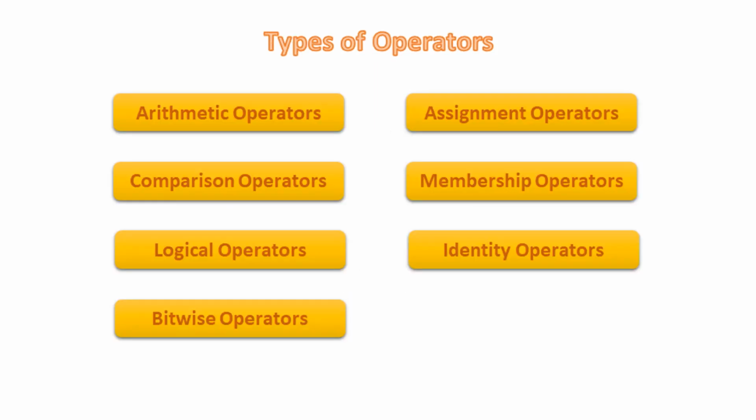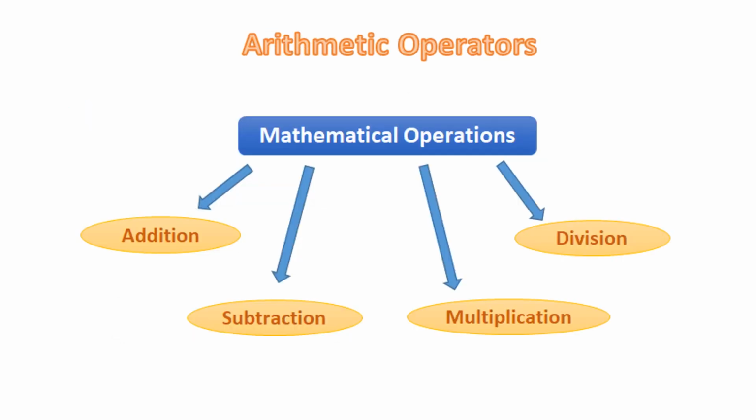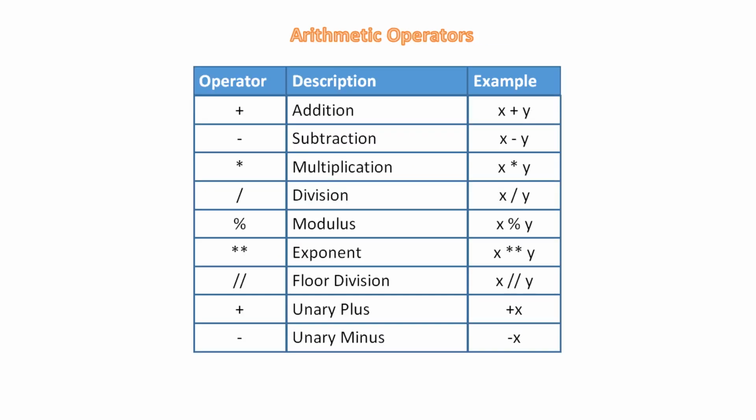These are the different types of operators: arithmetic operators, comparison operators, logical operators, bitwise operators, assignment operators, membership operators, and identity operators. This video is only about arithmetic operators. Arithmetic operators are used to perform common mathematical operations such as addition, subtraction, multiplication, division, etc. with numeric values. Listed here are the arithmetic operators. Let's understand each operator one by one with examples.